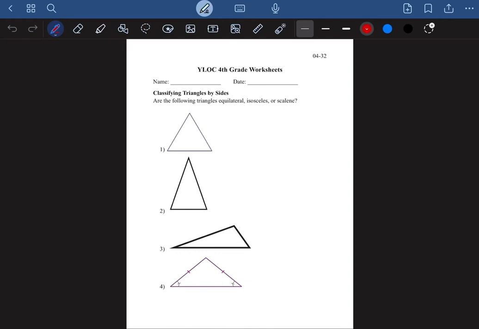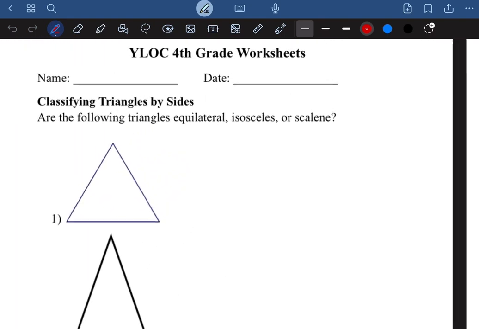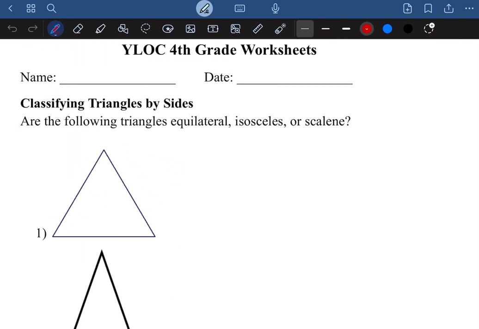This is the 4th grade lesson 32 worksheet. Classifying triangles by sides. Are the following triangles equilateral, isosceles, or scalene? So an equilateral triangle is when 3 sides are the same length. An isosceles triangle is when 2 sides have the same length. And a scalene triangle is when none of the sides are the same length.